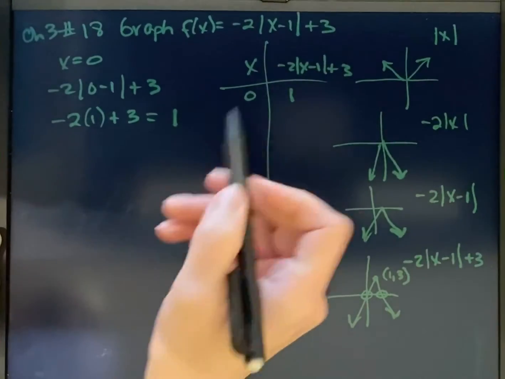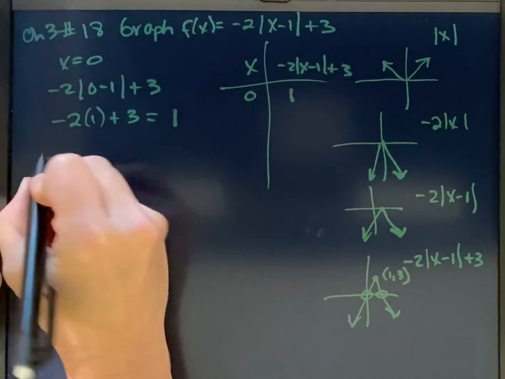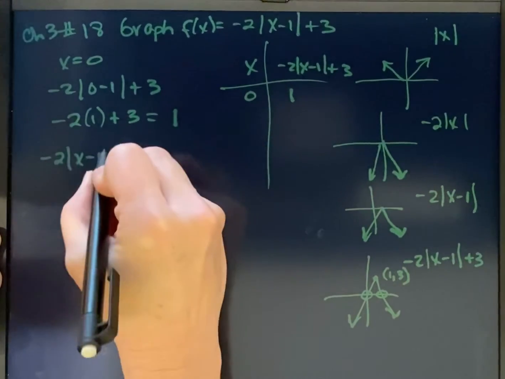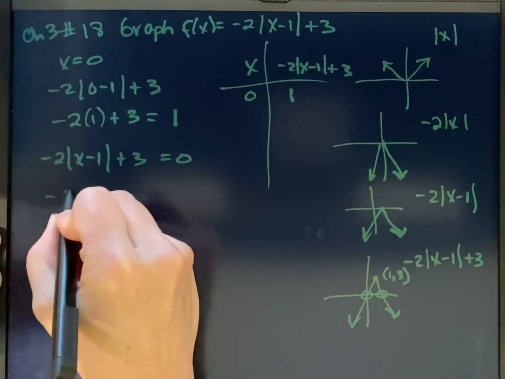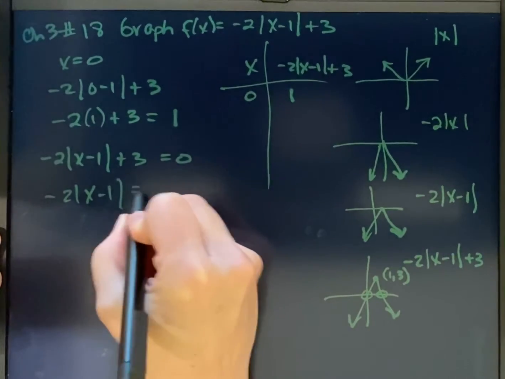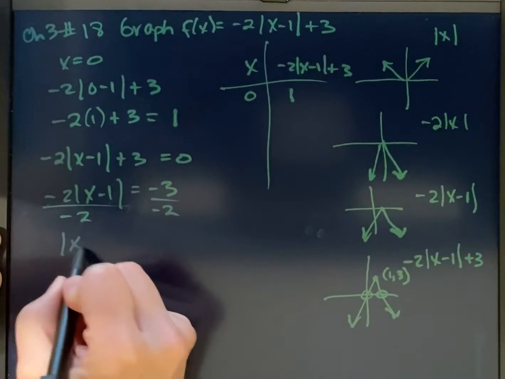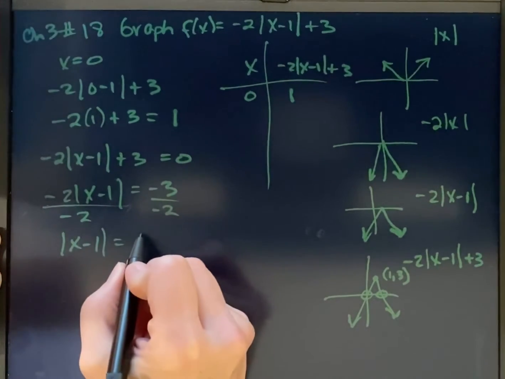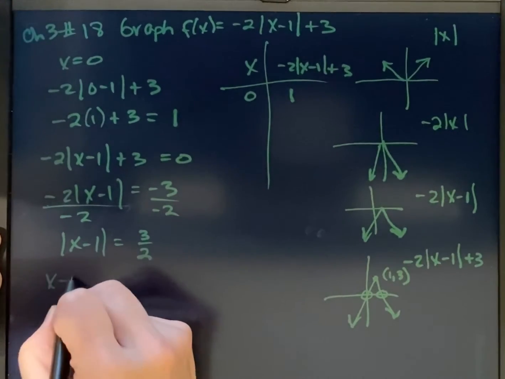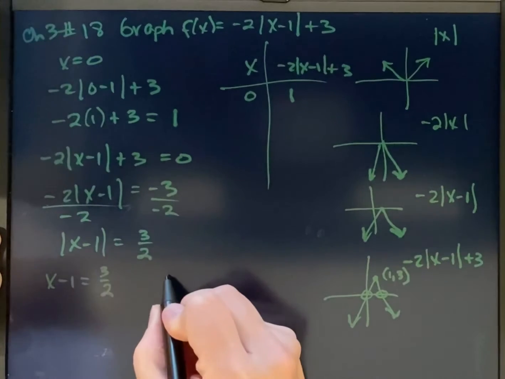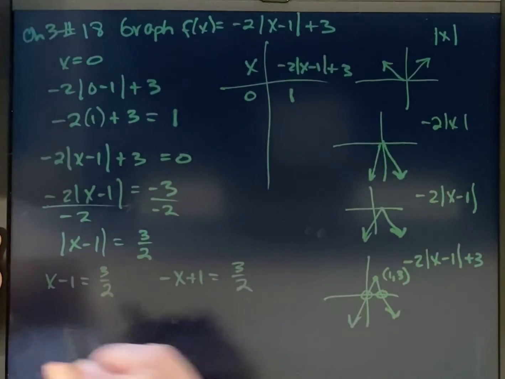And then let's find the x-intercepts. So we're going to set this equal to 0 and solve. So that's going to give us -2 divided by -2. It's going to give us the absolute value of x minus 1 equals 3/2. And then from there, let's go ahead and split this up. So we're going to get x minus 1 equals 3/2 and -x plus 1 equals 3/2.